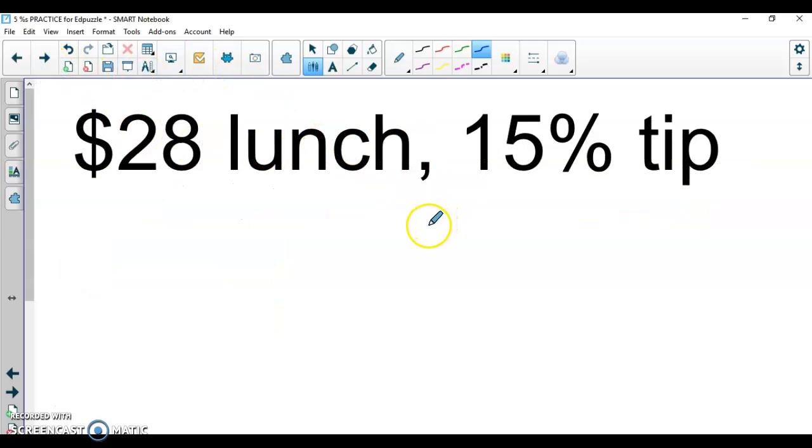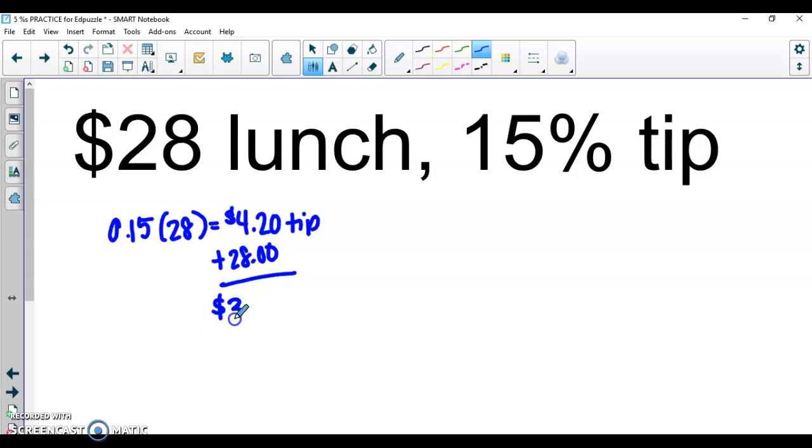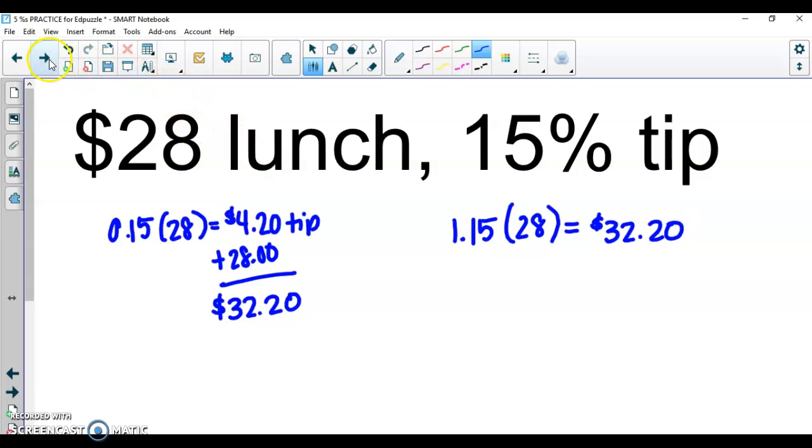Next example, you have a $28 lunch, and you are going to leave a 15% tip. What is the total cost? So again, method 1, 0.15 times $28 is going to give you a $4.20 tip. And you would add that back onto your $28, giving you a total of $32.20. If you're a method 2, you would have added 100% to the 15, therefore giving you 115%, which would change to 1.15 times 28, which would also give you $32.20.